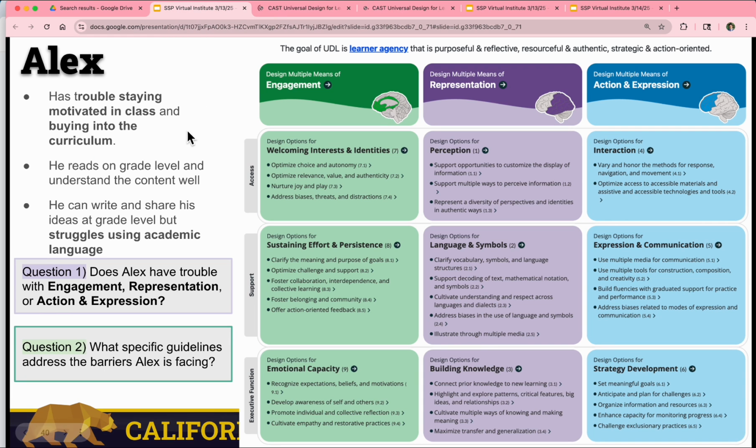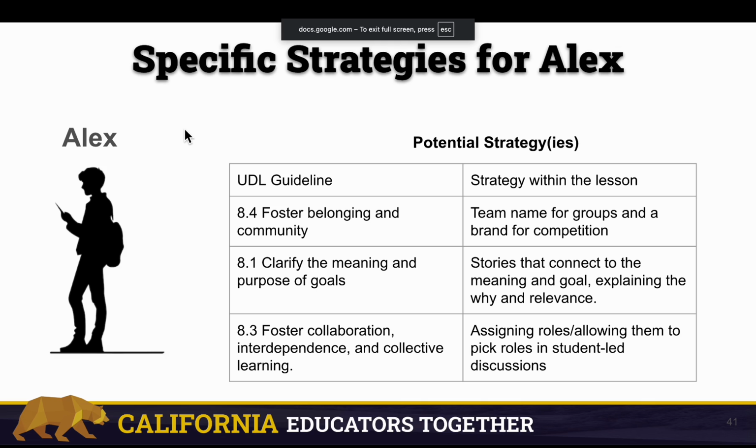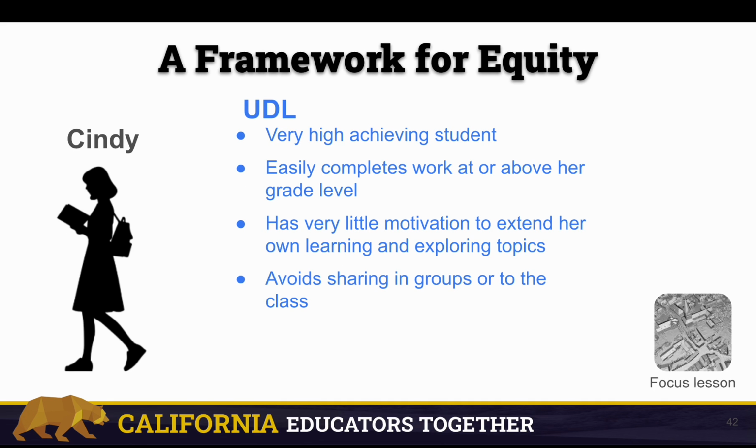Now, if I look at it, the next exercise that we did is working with teachers. We came up with different strategies, like three potential strategies that we would have used with Alex to support him to be more successful in the class. You could pause it and look at some of the ideas that they came up with there. Now we're going to look at it through the lens of Cindy.